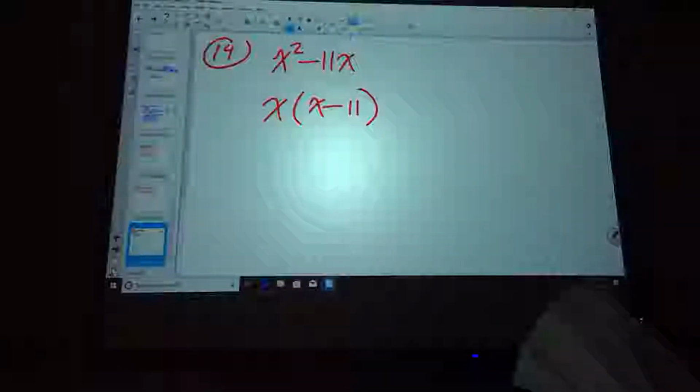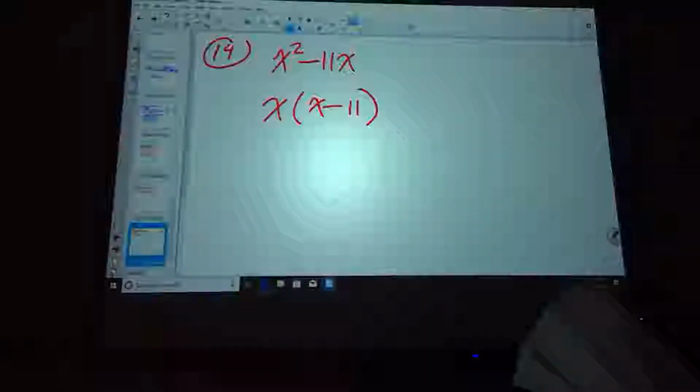Yeah. So a lot of times when you have two terms and it's a difference, you're going to think it's difference of two squares. But I think most of you can identify that 11 is not a perfect square. Any other questions you might have?